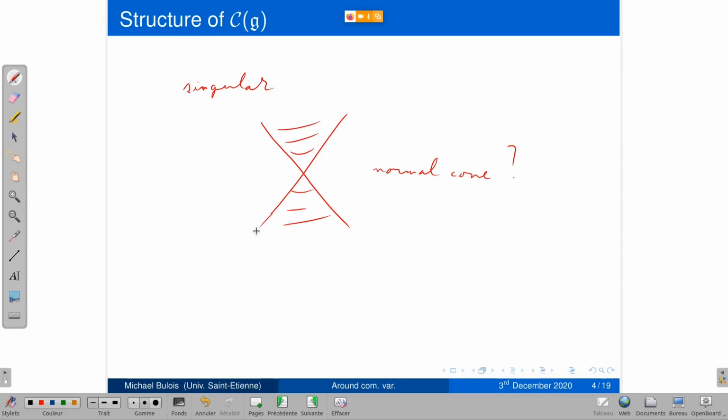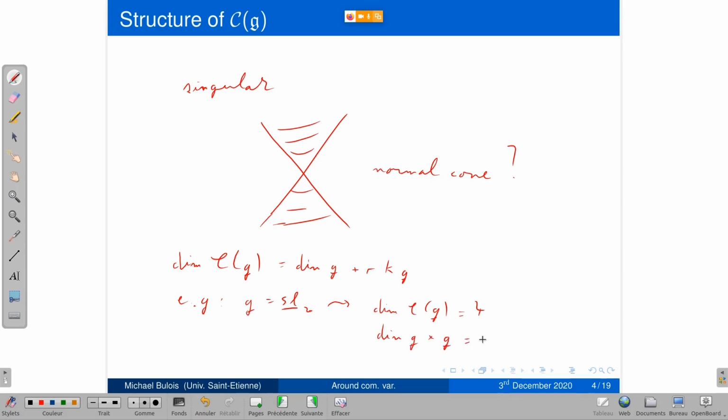What we know is the dimension. It's not hard to see that the dimension of the variety is the dimension of G plus the rank of G. This means that in the easiest case, where G is just SL2, the traceless matrices of size 2, we have the dimension of G, which is a 4-dimensional variety, which lies inside a 6-dimensional space. So this is not really easy to draw a picture of this thing.